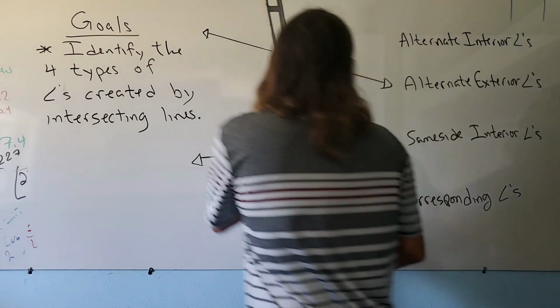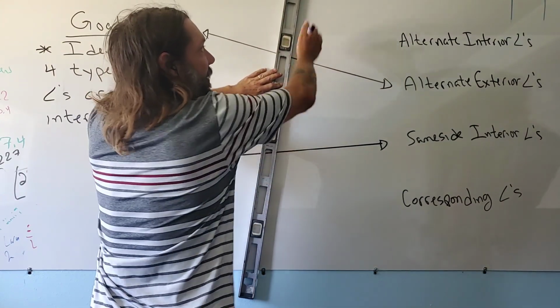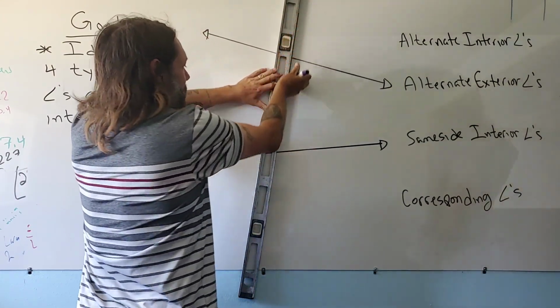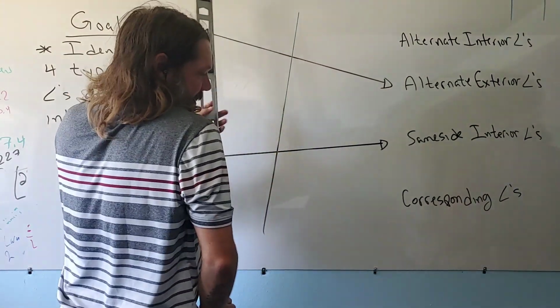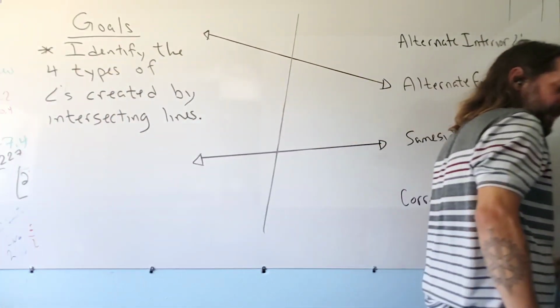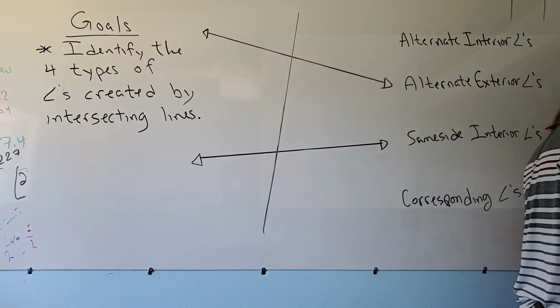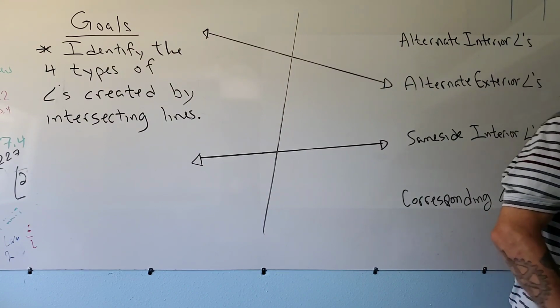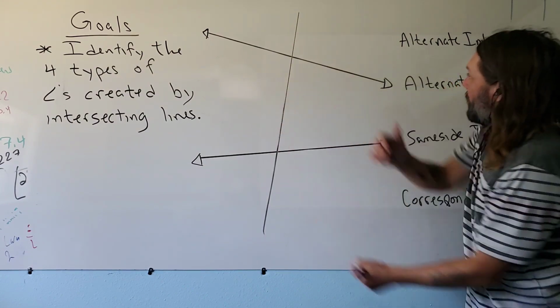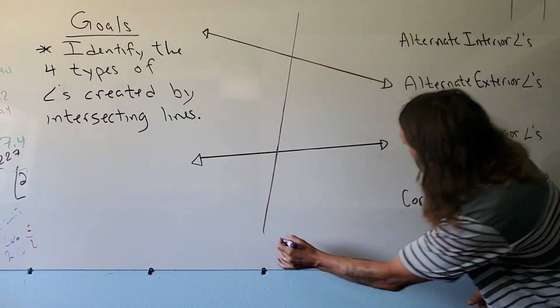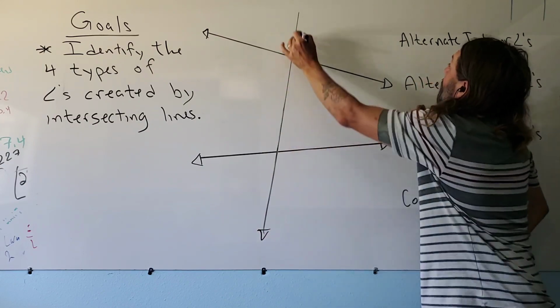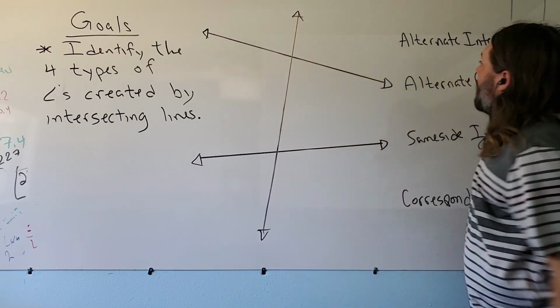This 3rd line that I'm going to add is called a transversal. Okay? Transversal is the 3rd line that makes the 4 types of angles that we're interested in. This is still the interior. This is still the exterior. Okay?